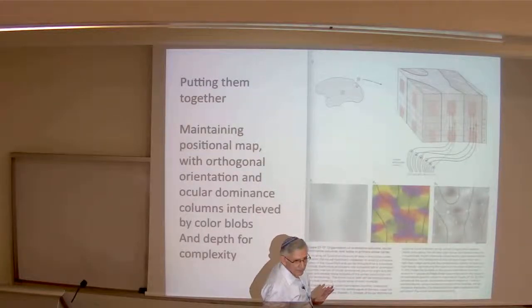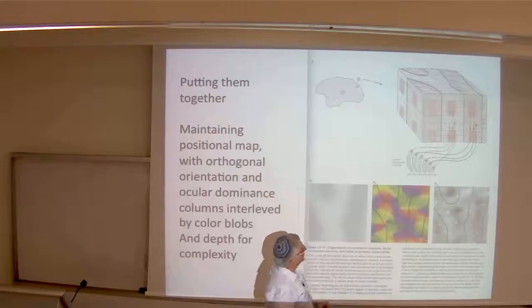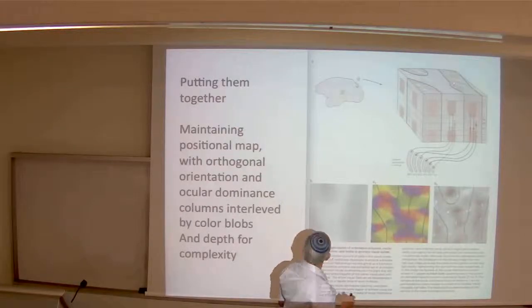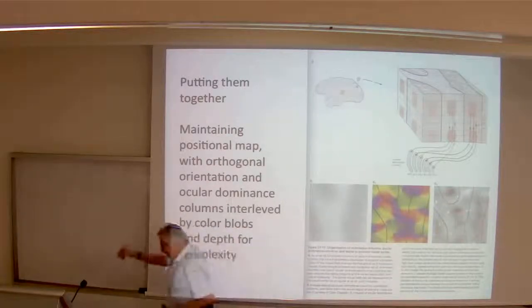Is that clear? What I'm saying is we have left eye, right eye, left eye. Within the left eye area, we have the different orientations being represented. Within the right eye, we have the different orientations being selected. Do you see here? Sort of.